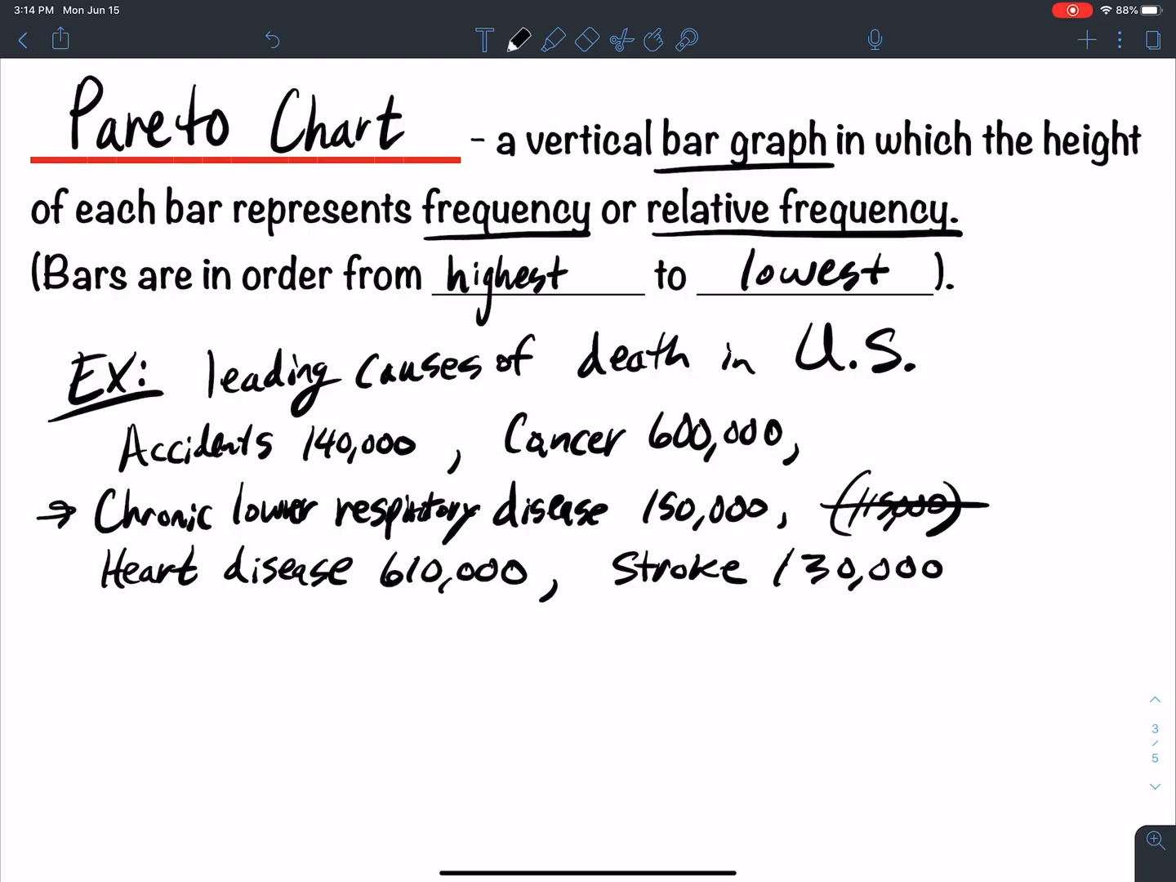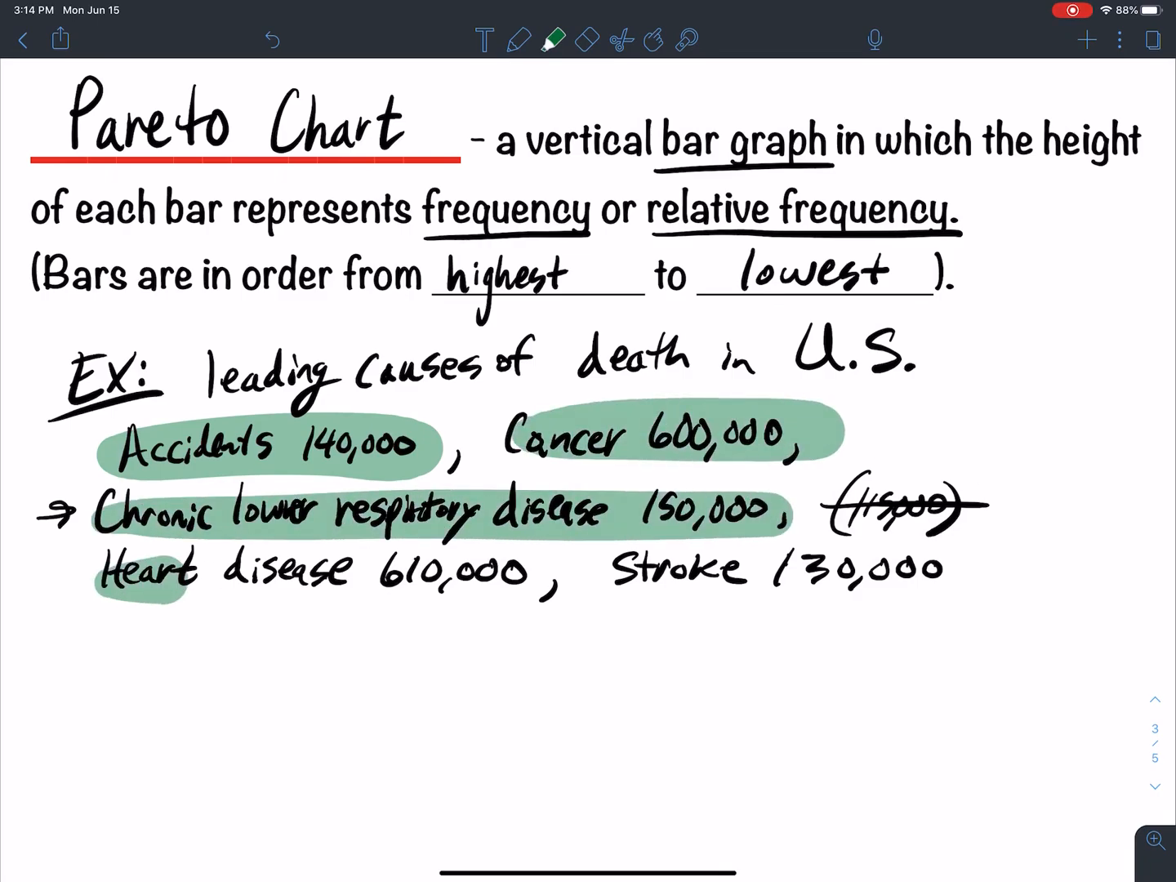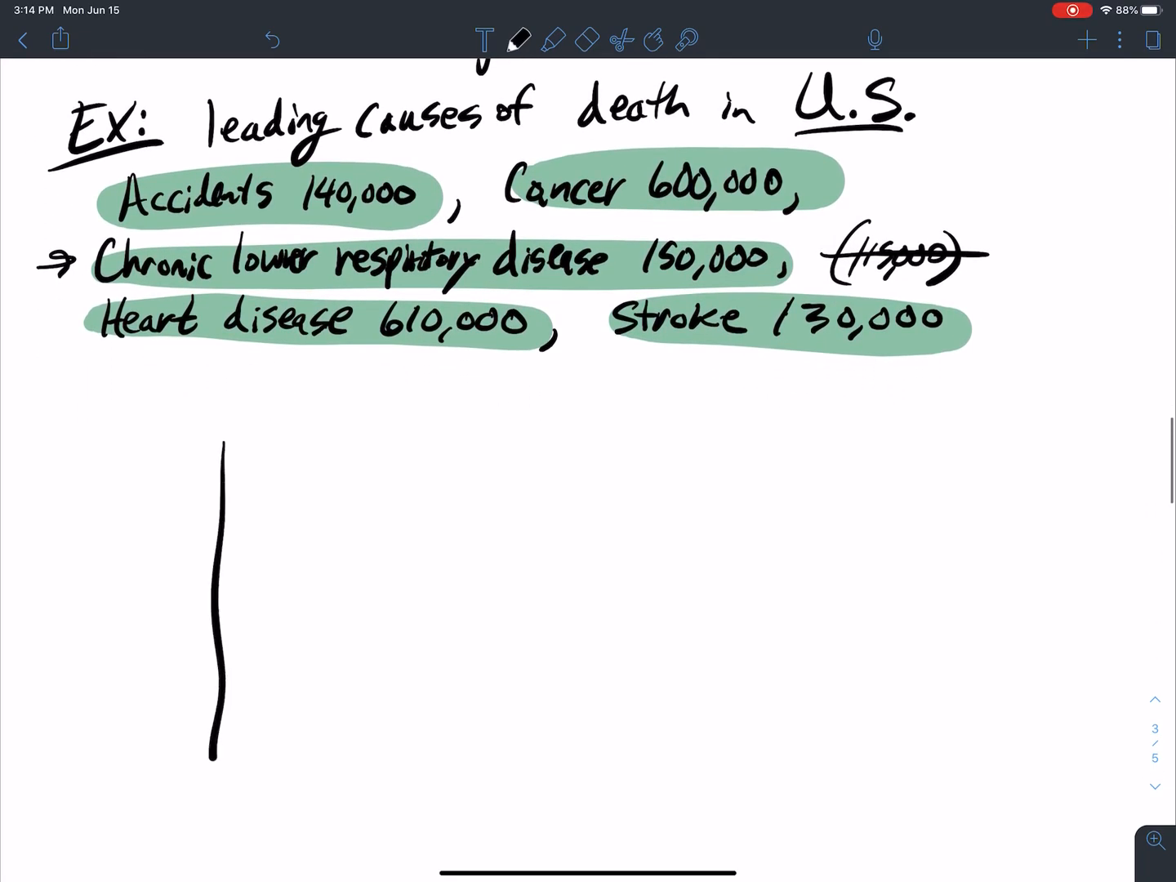So a lot of deaths going on in America. Those are the top leading deaths: accidents, cancer, chronic lower respiratory disease, heart disease, and strokes. Those are the 5 leading causes of death in America. So we're going to write this into a Pareto chart. I'm going to have a vertical and a horizontal axis, and the vertical is going to be the number of deaths.